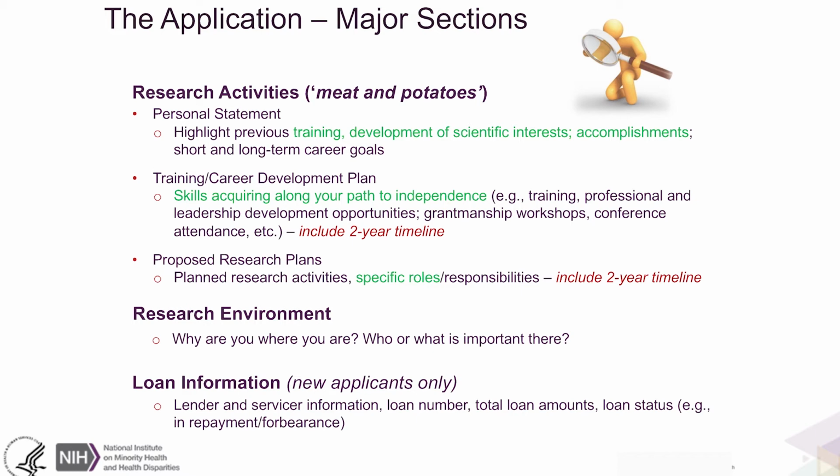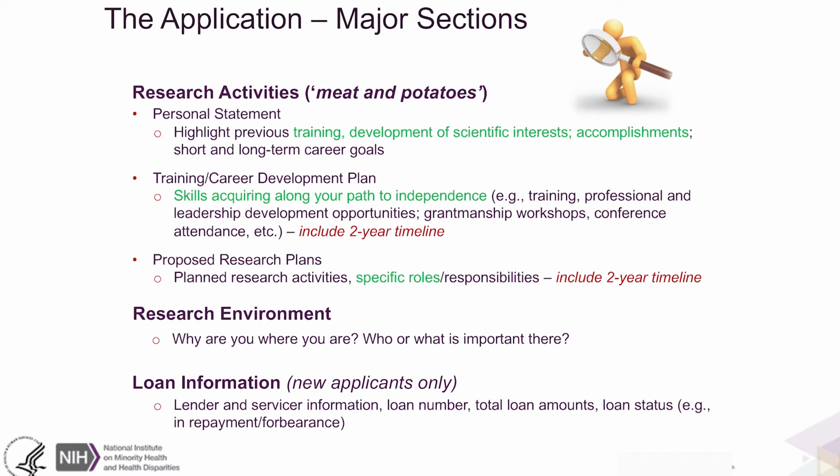The third part of the research activity is the proposed research plan. So plan the research activity: the specific role, like I said earlier, what is your specific role in that research activity, your responsibility, and also include the 2-year timeline. The second big part of the application is the research environment: why are you where you are, who or what is important there at the institution where you are.